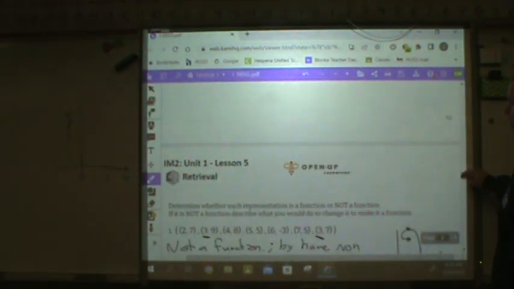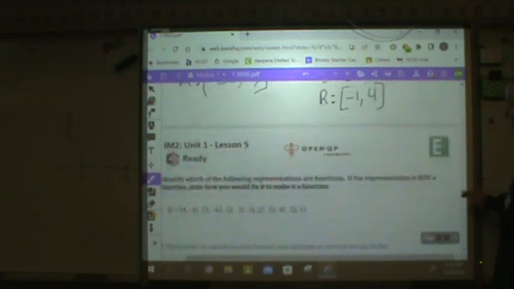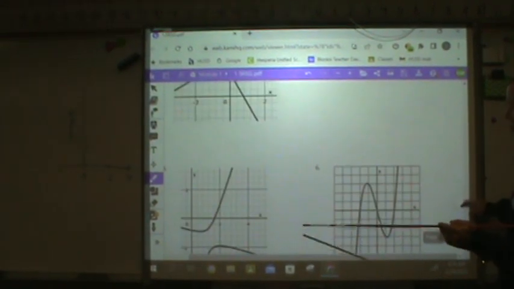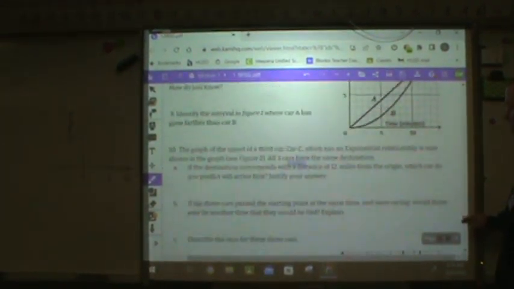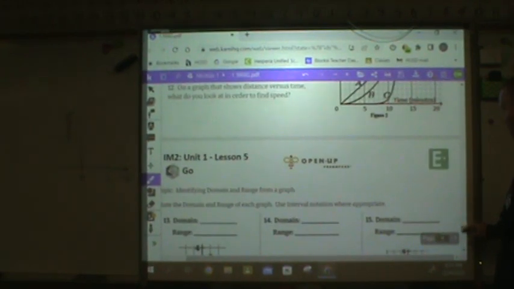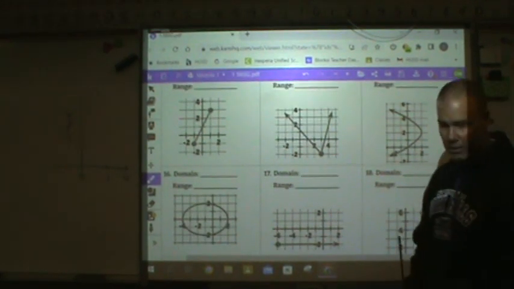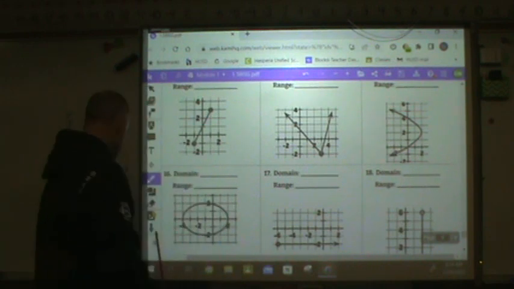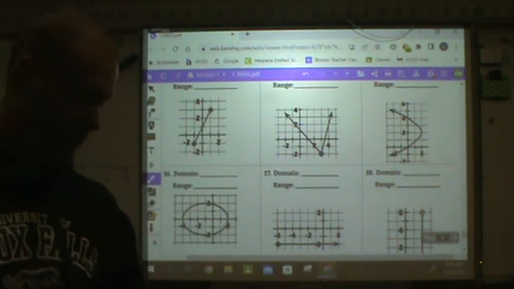So there is a little bit of reprieve in your assignment today, which is to do the ready and the go. So just ask questions as you need to. These are going to be a little bit tough, but try it. Ask questions. Try it first, and then see if you get it right.